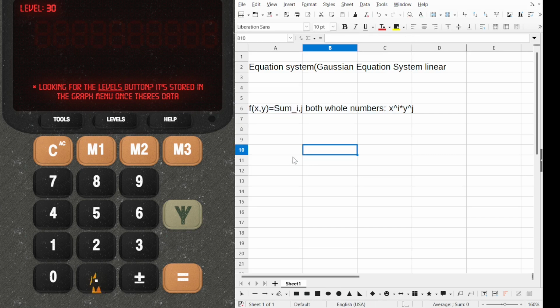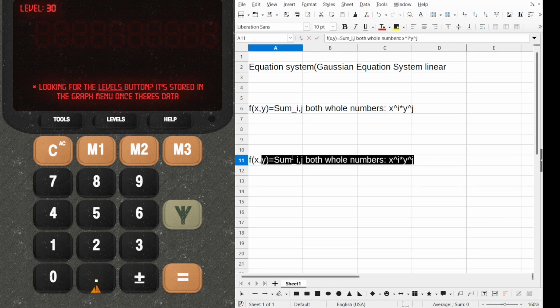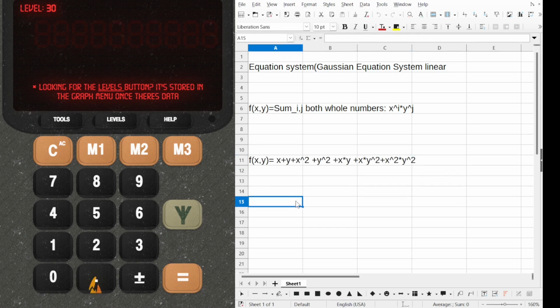For reference, this means, for example, f of x,y could have the form x plus y plus x squared plus y squared. So we could have singular terms which only have one power of x or y, or x times y, or x times y squared, or x squared times y squared. We could have these mixed terms. That is, I think, a reasonable assumption, right? It's not too far-fetched.